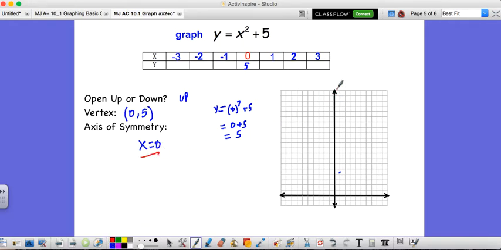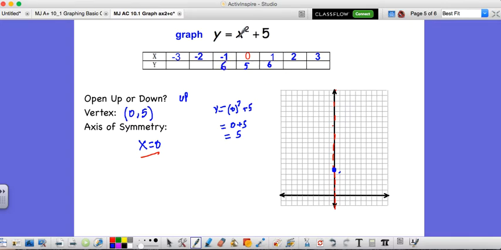So we can put that in our graph first if we'd like. And then our vertex 0, 5. Let's do that in blue. 1, 2, 3, 4, 5. Here's our vertex. But now we need some points around that vertex. Well, let's plug in 1. 1 squared is 1. 1 plus 5 is 6. But what's nice is since this is our axis of symmetry, we know negative 1 will just be 6.